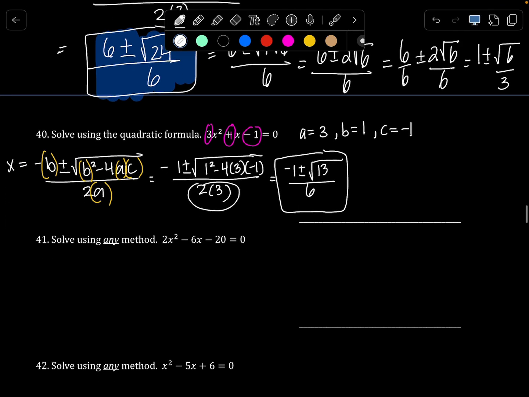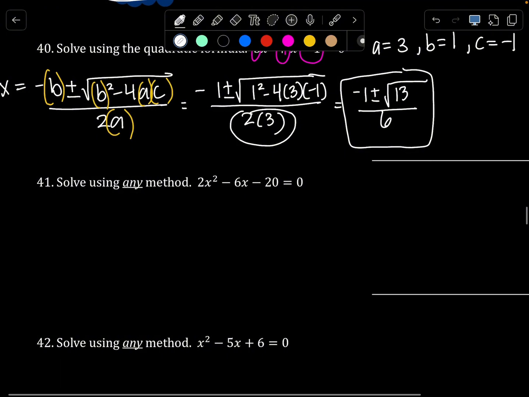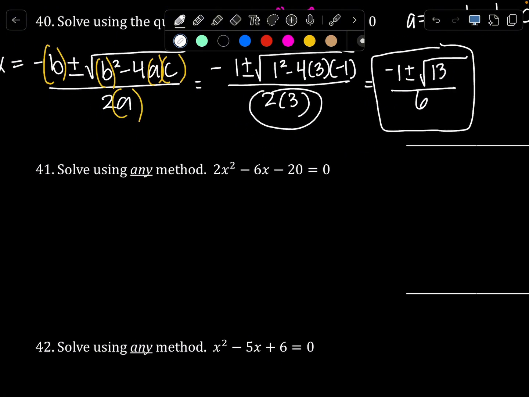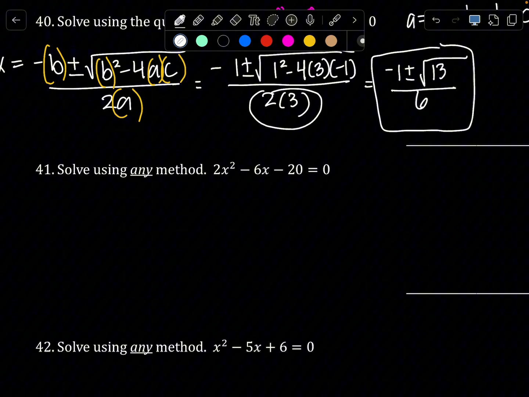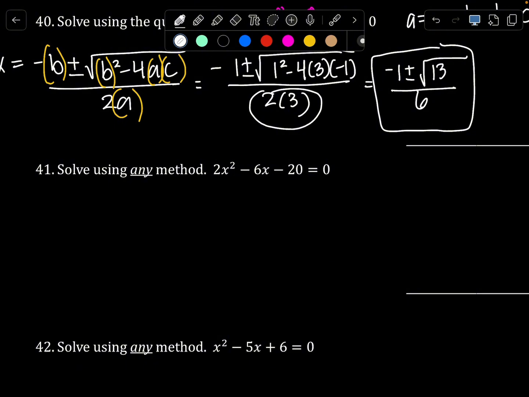All right, now number 41 says solve using any method. So any method means you can use quadratic formula, you can use factoring, you can use completing the square. I am going to look at this and see, is there a GCF I can take out? Okay, 2, negative 6, negative 20. I can take out a GCF of 2, and let's see how simplified this gets. So 2 parenthesis, and we get x squared minus 3x minus 10 equals 0. Remember, your GCF always goes in the front, right? That's where the GCF goes.